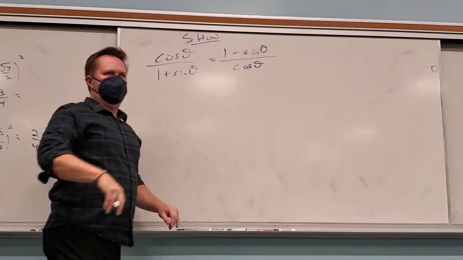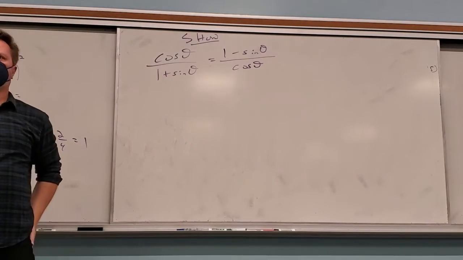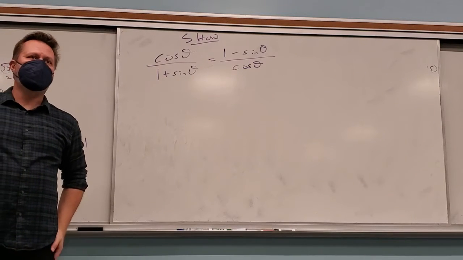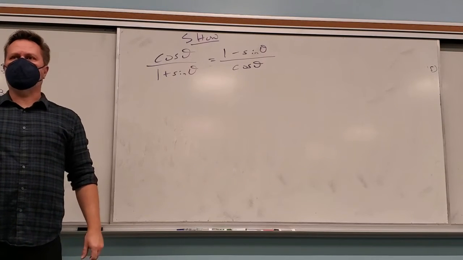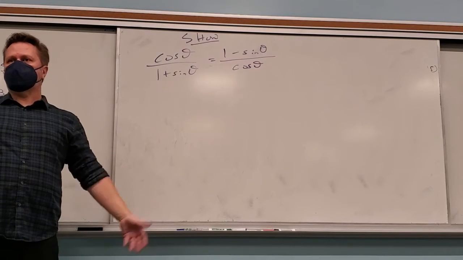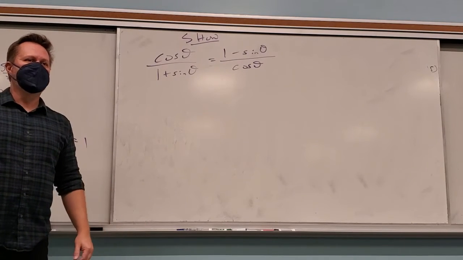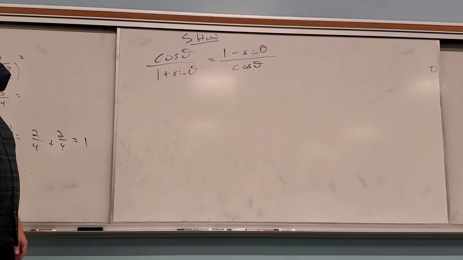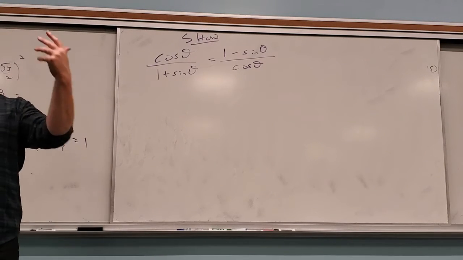All right. Some of you guys see that. You're going to turn off a little bit. This is not immediately obvious. In fact, it sort of doesn't make sense, right? How could cosine divided by 1 plus sine equal 1 minus sine divided by cosine? What's going on?